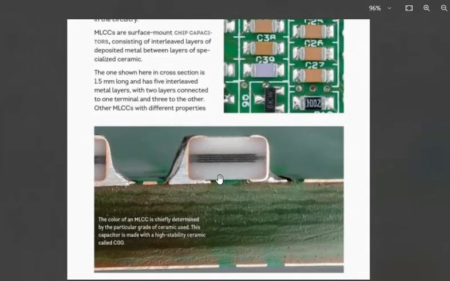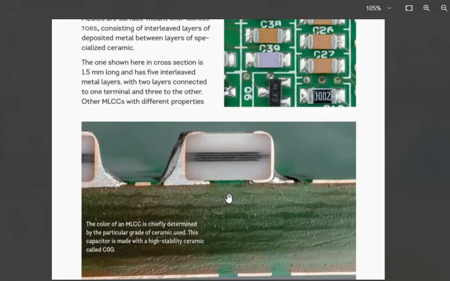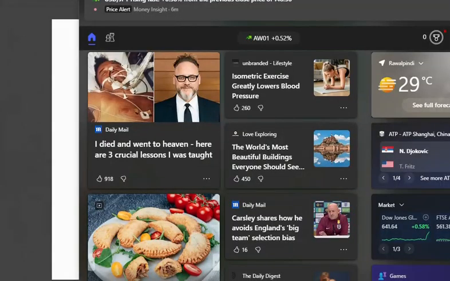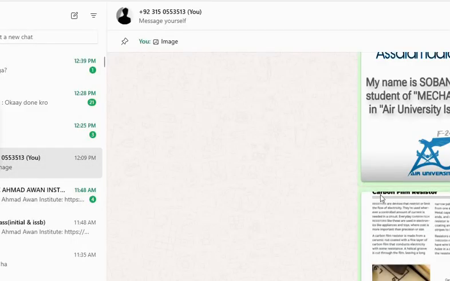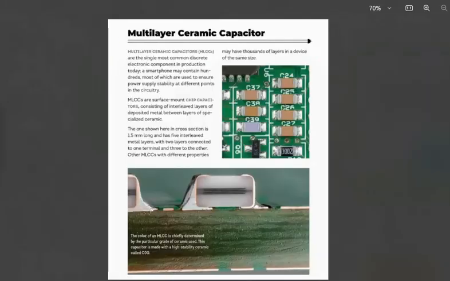And if I talk about how this component works, MLCCs are made of stacked layers of ceramic and metal. The ceramic acts as an insulator, while the metal layers store the electricity. When you connect an MLCC to a circuit, it can store electricity and release it when needed. And where we can see it, MLCCs are found in almost all electronic devices, from smartphones to computers.